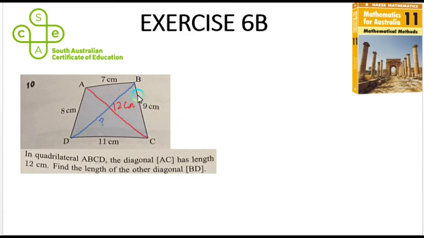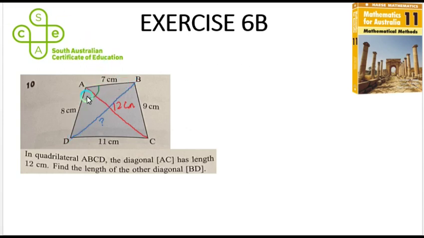So this length is required in the question. Okay, to find this length we need two sides and one angle. Two sides are given. If you consider this triangle, two sides are given, 7 and 8, but this angle is unknown. So that's why we should find this angle first, and then we can use the cosine rule to obtain BD side. Got it? Okay.